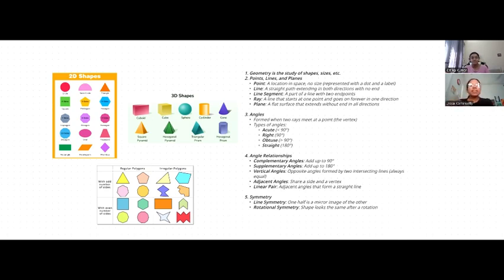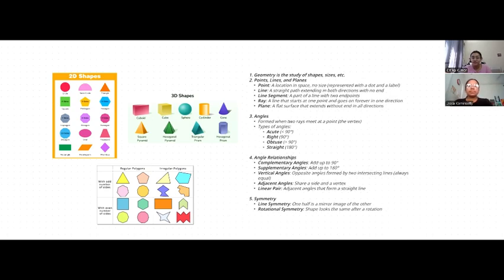Today, we'll be looking at geometry of shapes and geometry of different lines, and what geometry is basically. So let's get started. Geometry is the study of shapes and sizes. Let's start off with talking about simple geometry.